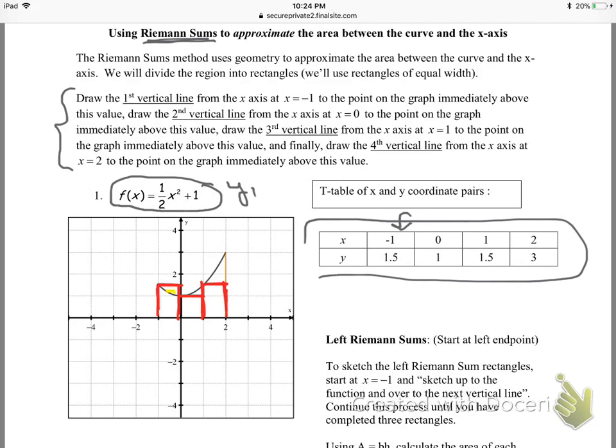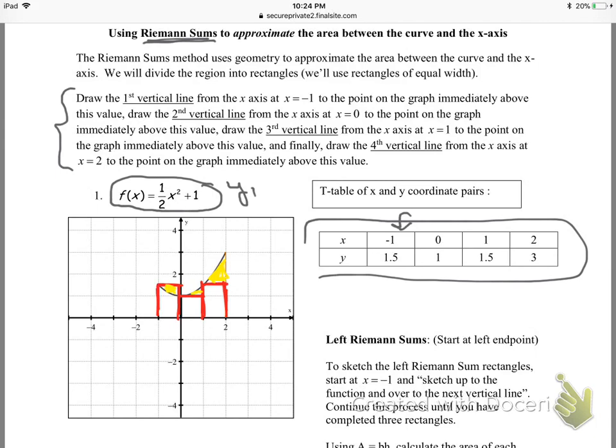So you can see that our rectangle is a little bit higher here than our function actually is. Our rectangle is a little bit lower here, and it's a lot lower here. So we can see that this is not going to be an exact estimate. In fact, it looks like it's going to be an underestimate, because there's a lot more yellow above that I'm missing than there is below.